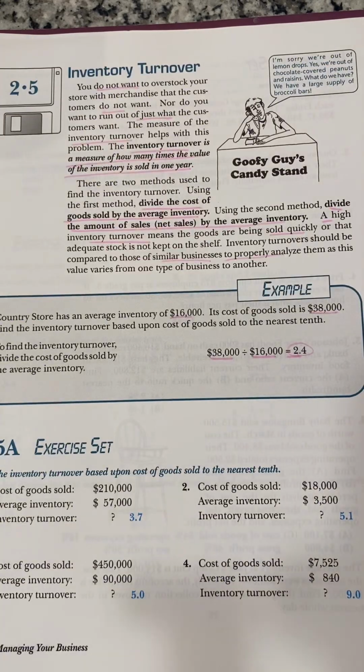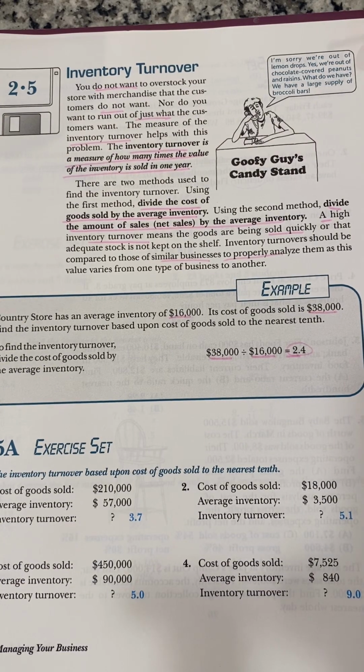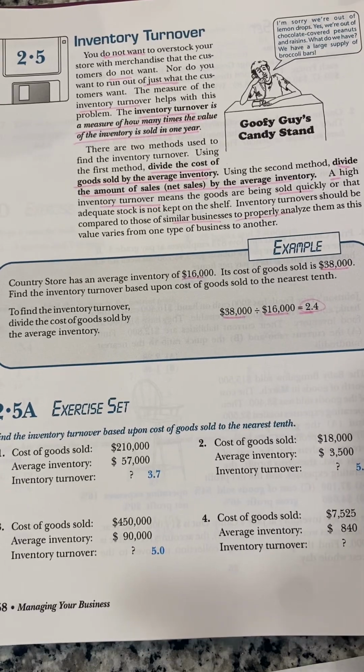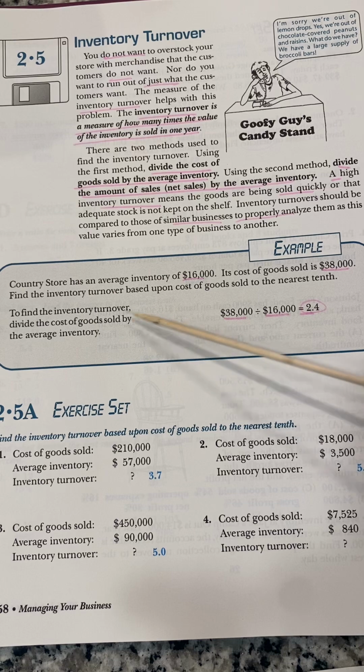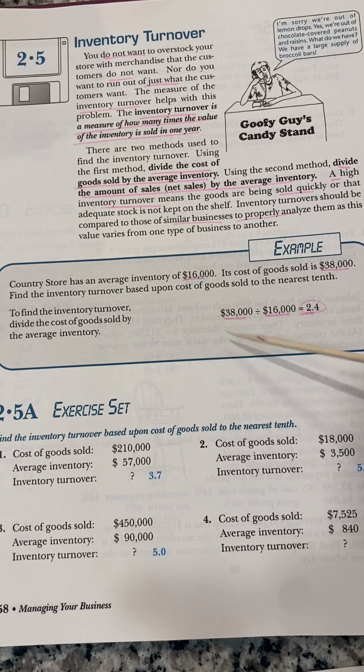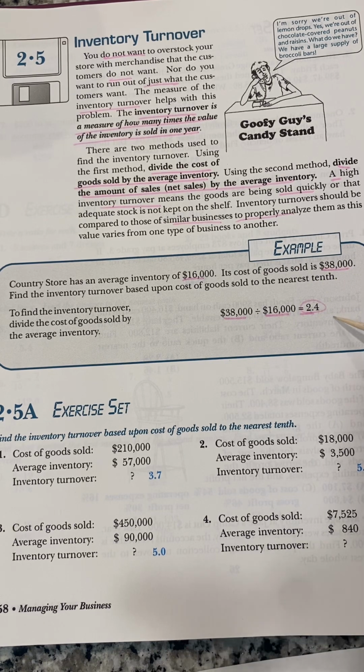So the example here, let me see if you could see this better. The county store has an average inventory of $16,000. Its cost of goods sold is $38,000. Find the inventory turnover based on the cost of goods sold to the nearest tenth. So you have the 2 things you need. Basically, you're going to find that inventory turnover by dividing the cost of goods sold by the average inventory. And when you divide this, in fact, it's going to be 2.4.